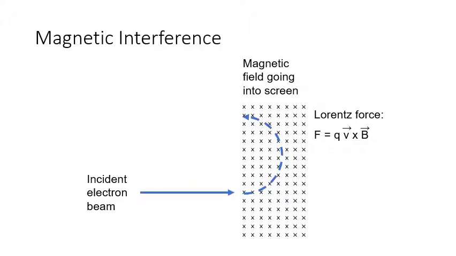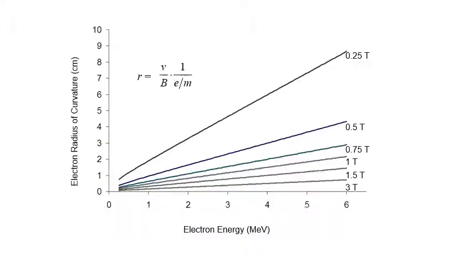This slide shows the interaction of a moving electron beam with a magnetic field, where the electron path will become circular when entering a perpendicular magnetic field. The radius of curvature of the electron path depends on both the electron energy as well as the magnetic field strength. This graph shows the relationship.